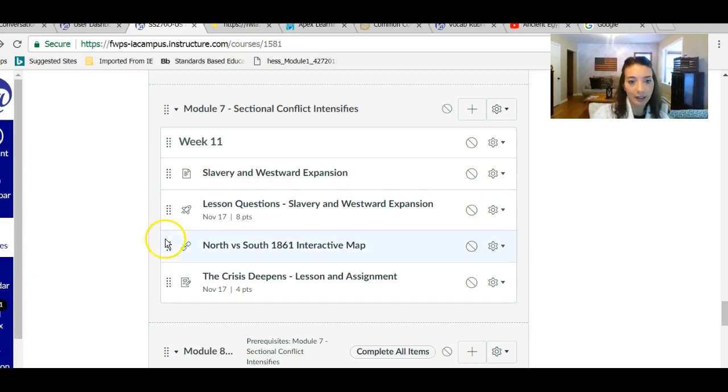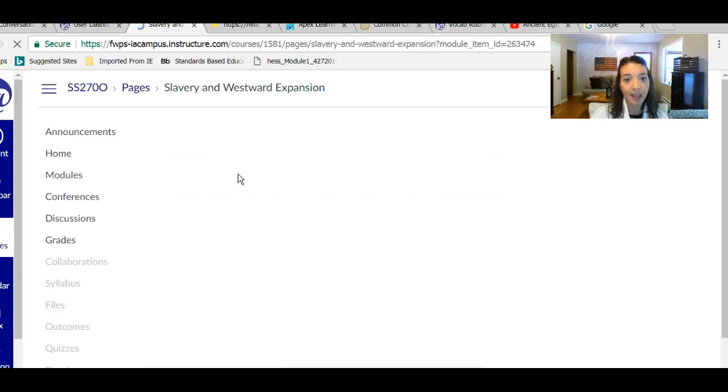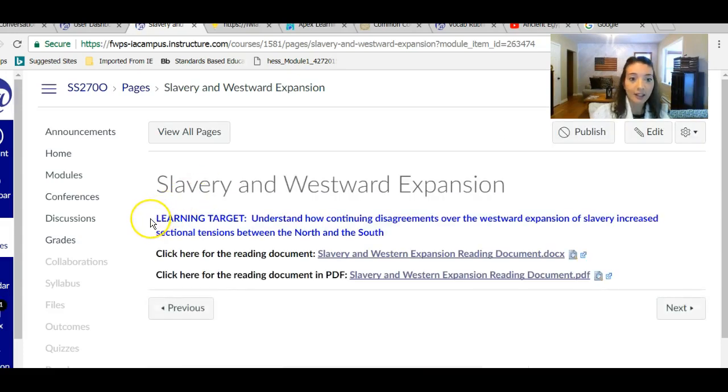And so I'm going to click into this first part here, slavery and westward expansion. And it says that the learning target is for you to understand how continuing disagreements over the westward expansion of slavery increased sectional tensions. So sectional is going to be the North and then the South. Sectional tensions between the North and the South.